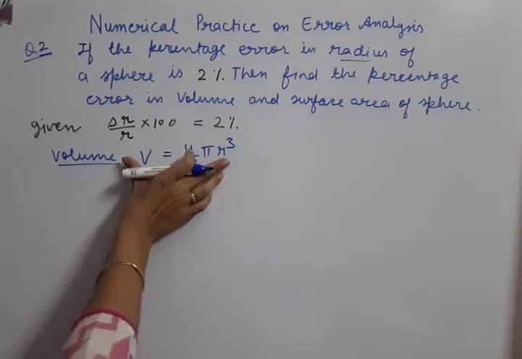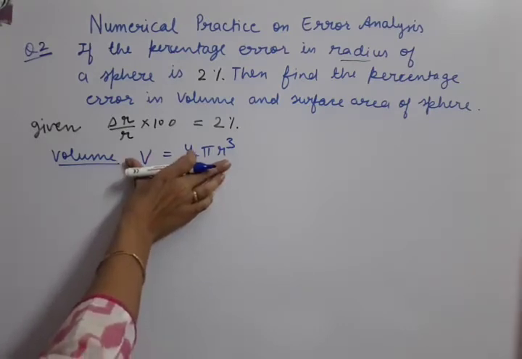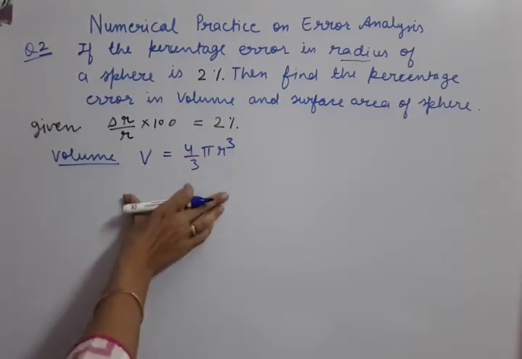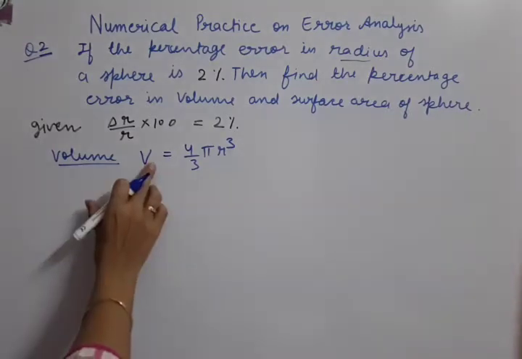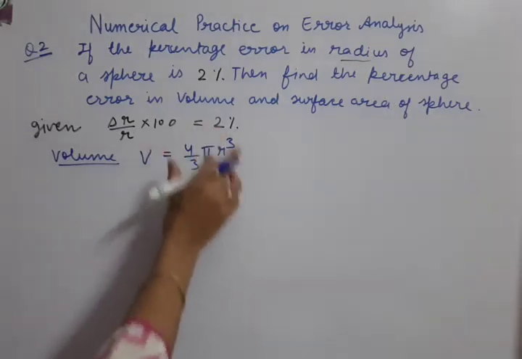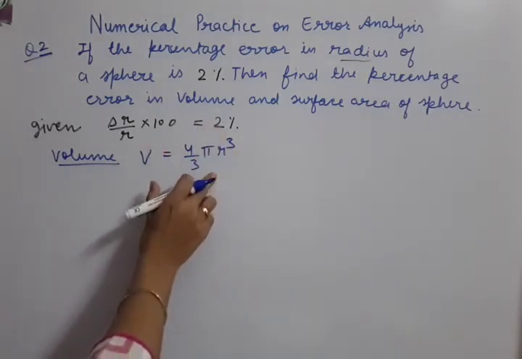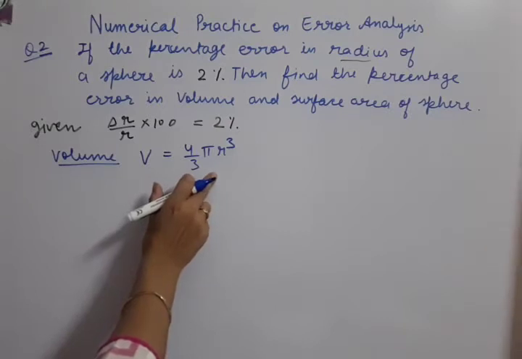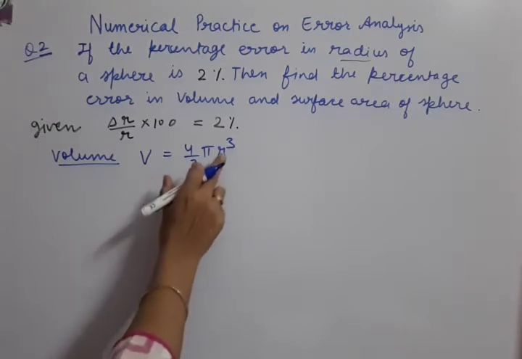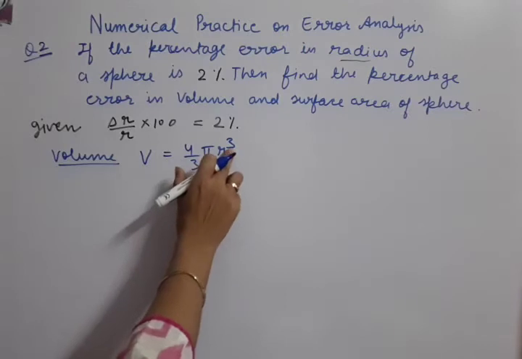Now this is our given operation and we have to make its error expression. First of all, this expression is which type of expression? Is it addition, subtraction, multiplication, division or power? So you see here, we are actually getting power.